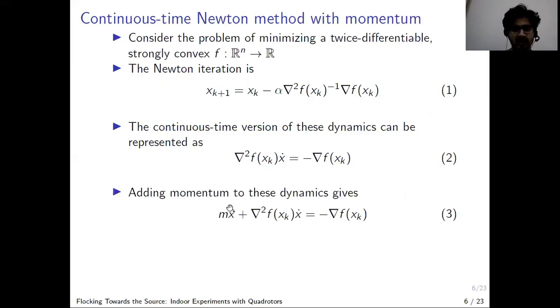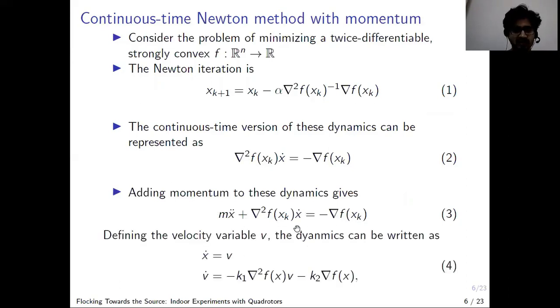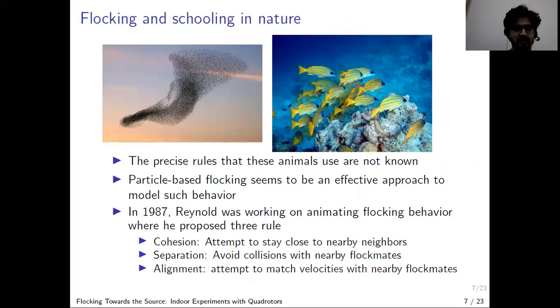Now the trick here in momentum methods is to add momentum to these first order dynamics. This is done by adding an m x double dot term to these dynamics to obtain the equation as in 3. We can rewrite the second order differential equation in 3 as a system of first order differential equations by defining a new variable v, which is defined as x dot. Now we keep this in mind because we would later want to augment our flocking framework by adding this sort of forcing term here. Before we do that, let's make clear what we mean by flocking dynamics.